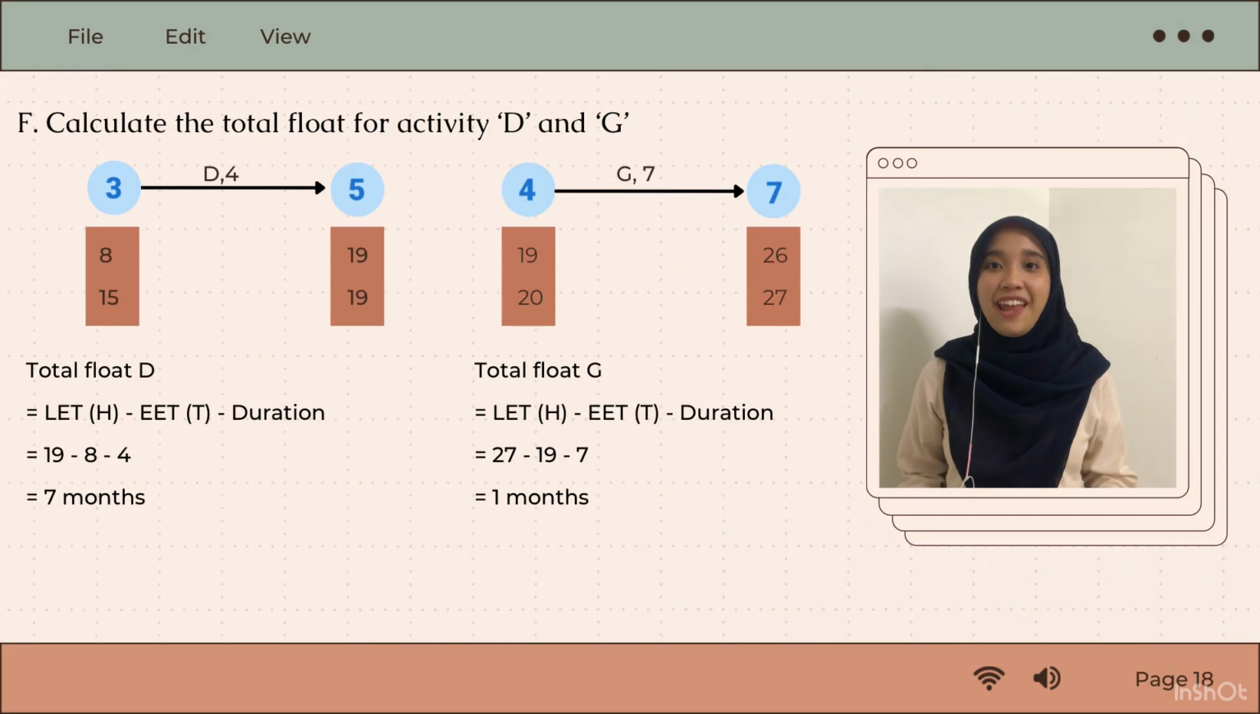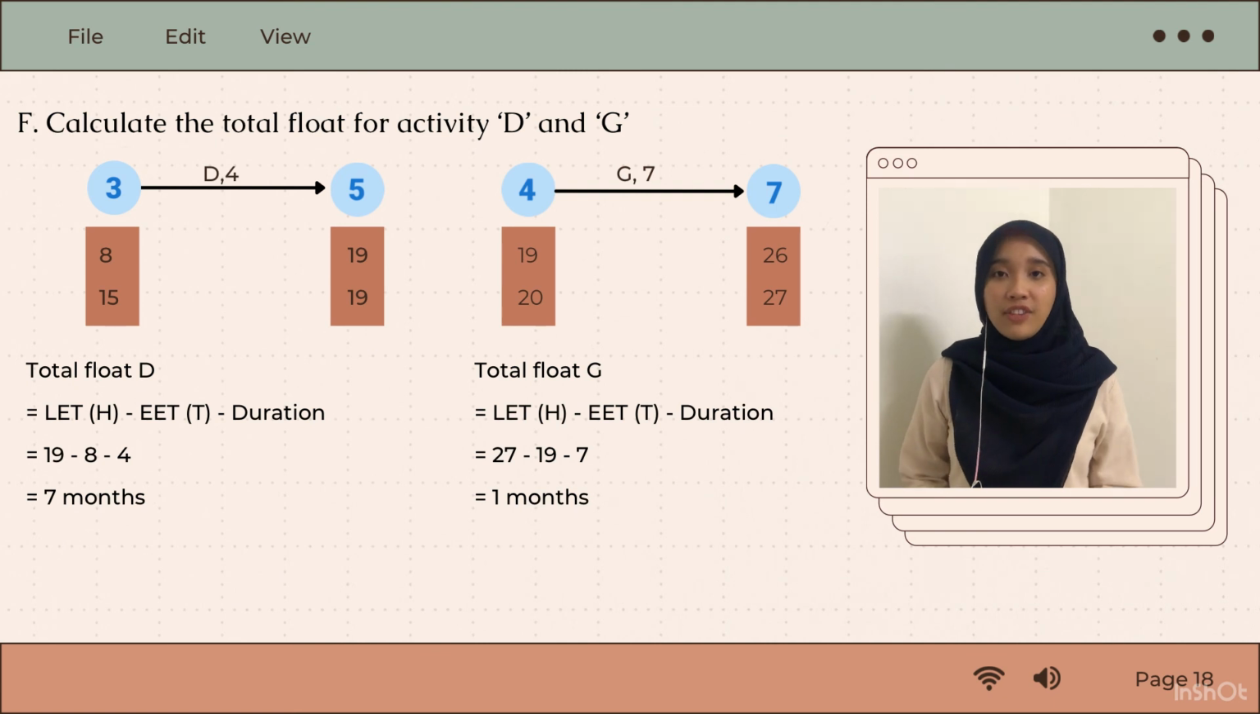For question F, calculate the total float for activity D and G. So the first step, you have to look at both activities asked, which are D and G. After that, you can start calculating by using the formula of total float, which is LET of head minus EET of tail minus duration. For the total float D, it's 19 minus 8 minus 4 equal to 7 months. And for total float G, 27 minus 19 minus 7 equal to 1 month.